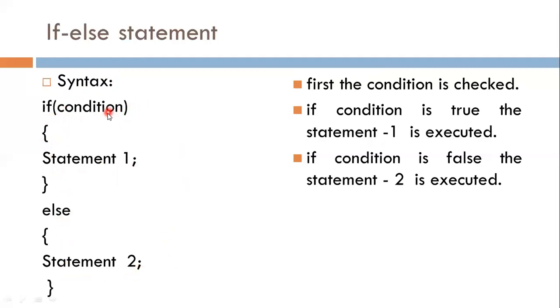First of all, the condition is checked. If the condition is true, then statement 1 is executed. If the condition is false, then statement 2 is executed. So whenever we have only two possibilities, the if else statement is used. And if we have only one statement, then the curly bracket is optional.